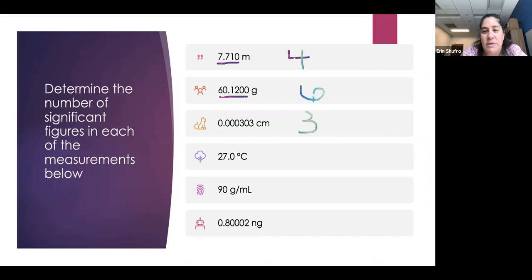Three. Yep, awesome job to both of you. 3, yep, that's a trailing 0. We have a decimal point, so it's important. Hey, who wants to take a guess at the next one?